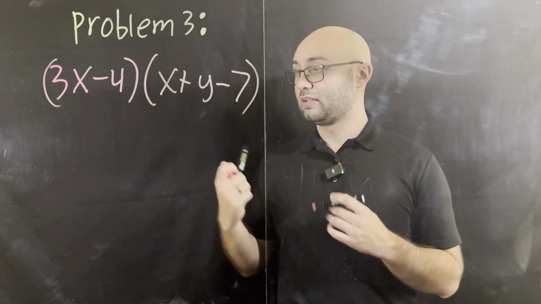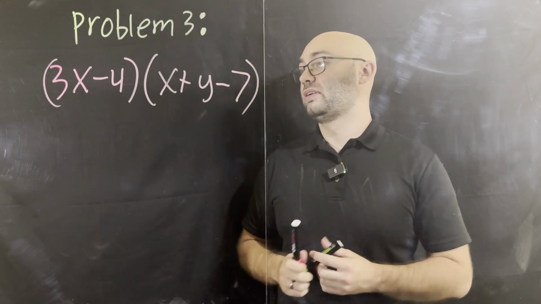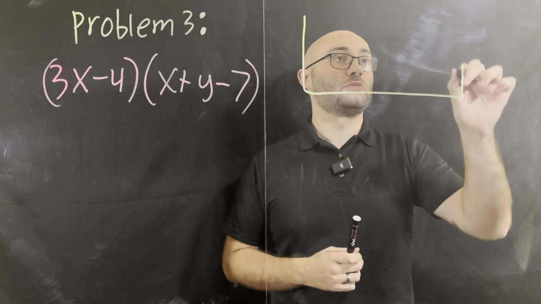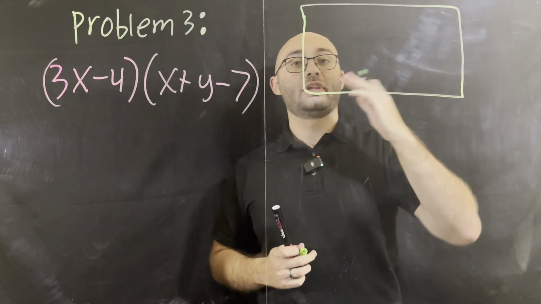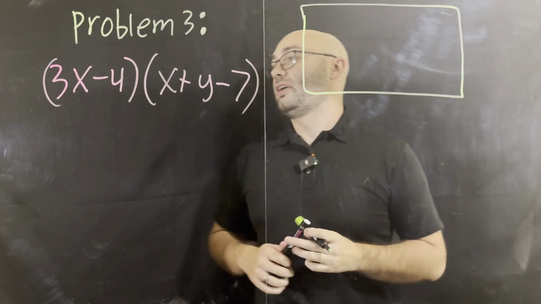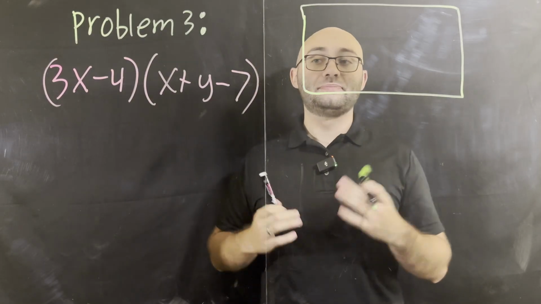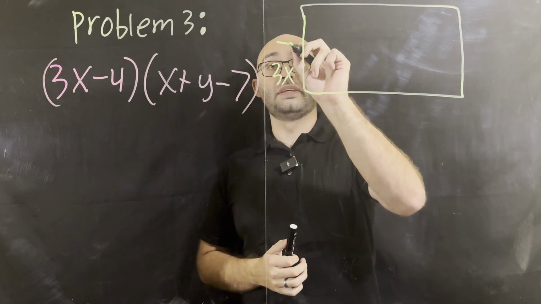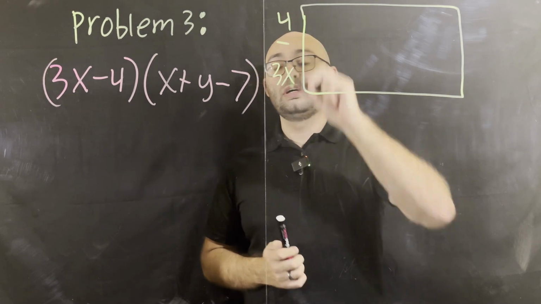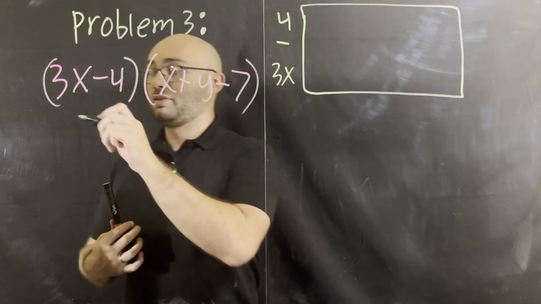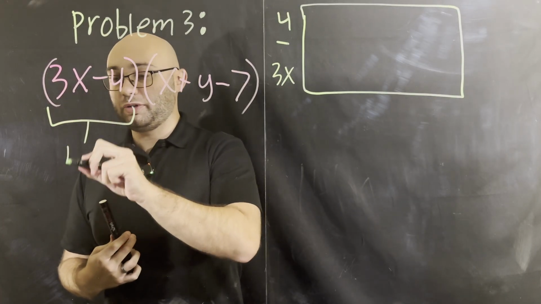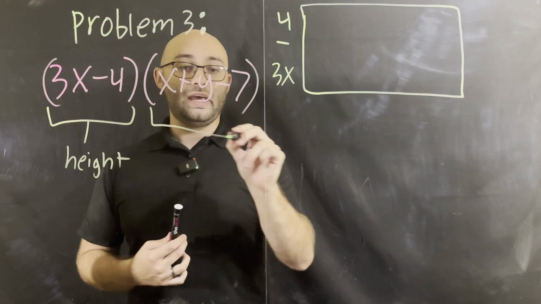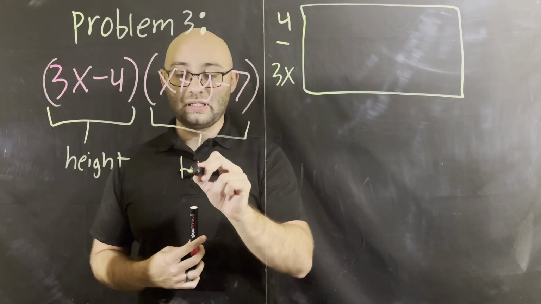So let's start with this one. I'm going to draw a big rectangle over here because this one's a bit bigger, right? All right, got my big rectangle. Now, I'm going to write 3x minus 4 as my height. And then minus, don't forget to bring those signs over, minus 4. So I'm going to label this for you. This was the height. And then this one is going to be the base.